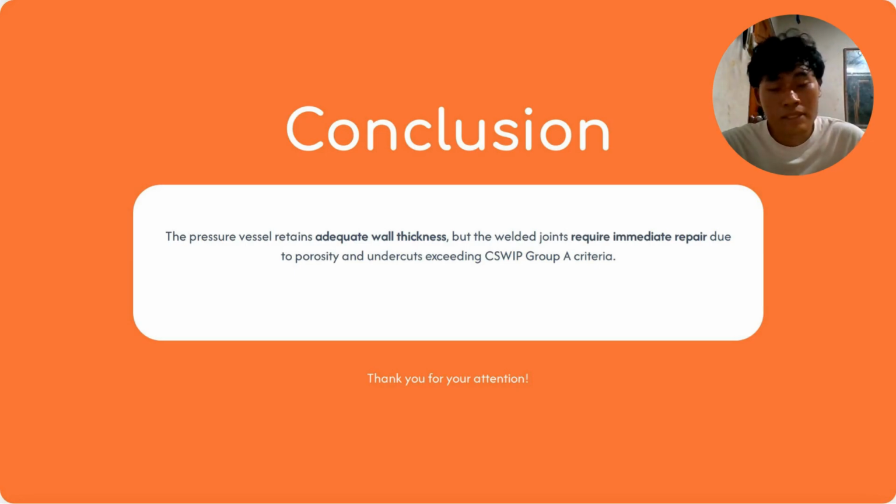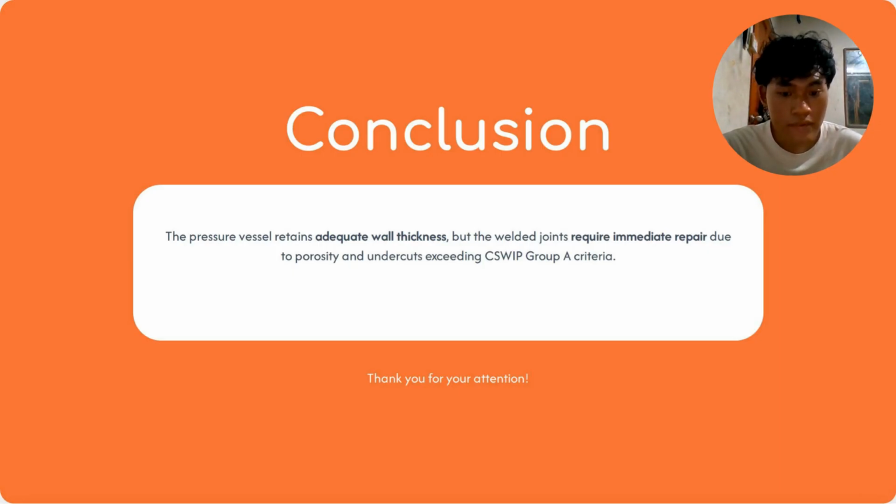To wrap up our presentation, here is our conclusion. The pressure vessel itself still retains an adequate and safe wall thickness. However, it is not ready for future use just yet. The weld joint requires immediate repair because the surface porosity and undercut we detected exceed the strict safety limits of the C-sweep Group A criteria.